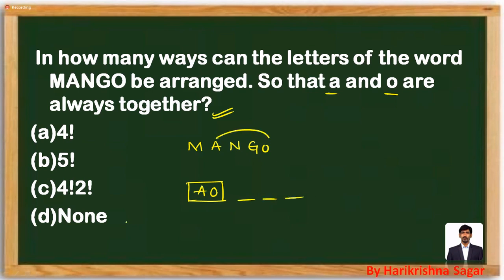So you can just observe the leftover elements. Leftover elements are going to be M, N, and G. A and O are always together is a condition. So treat it as one unit: 1, 2, 3, 4 can be arranged in 4 factorial. AO can be arranged in 2 factorial. The number of ways is going to be 4 factorial into 2 factorial. Mark it as option C.